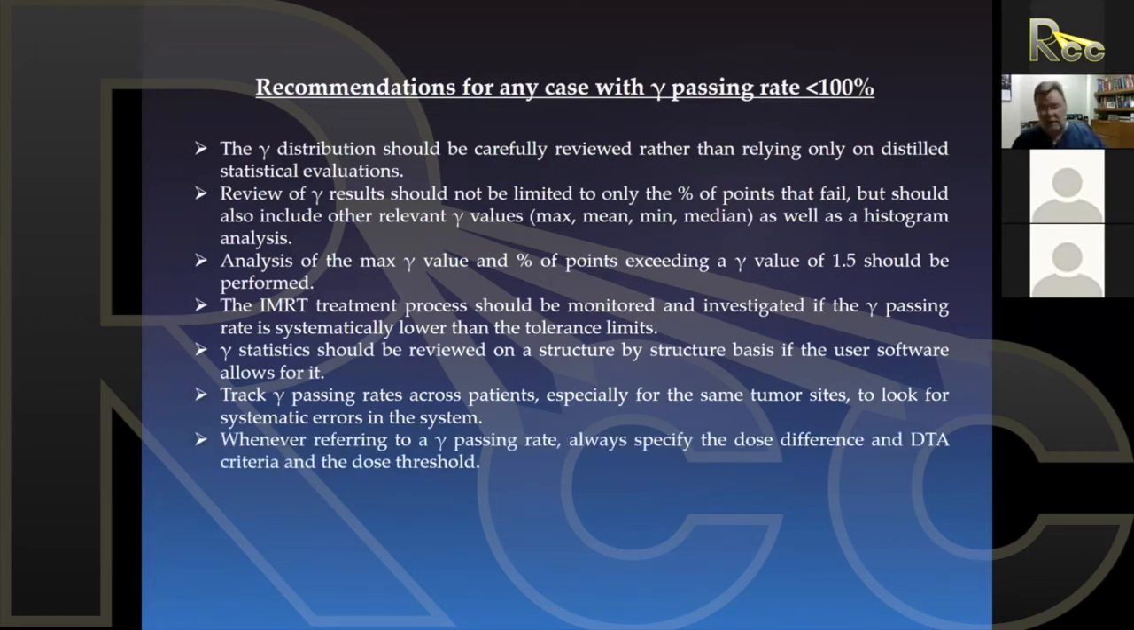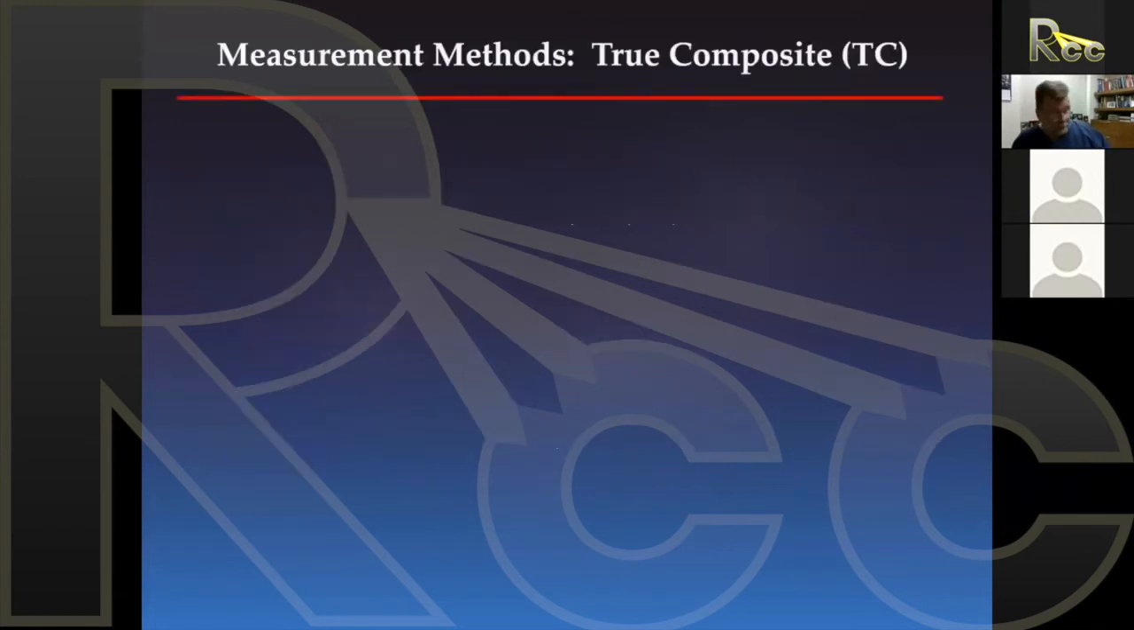Anytime you refer to a passing rate for gamma, you should say the dose difference, the distance to agreement, and the threshold: 3%, 2 millimeters, 10% threshold. This gives us enough information to make some further analysis. So let's speak a little bit about those types of measurements.